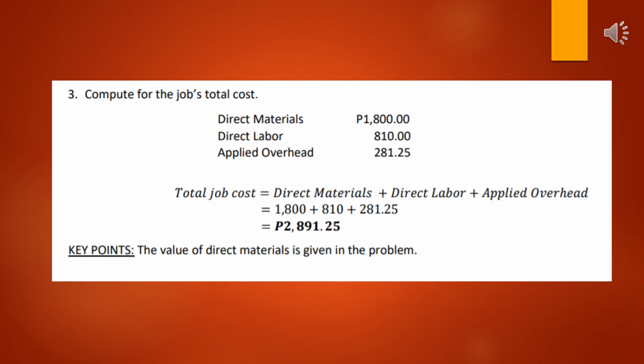So, there you have it. That's the process of job costing. Our goal in job costing is only to quantify the total cost per job. In here, the total cost per job is 2,891, which we got through a step-by-step process of getting the direct labor, applied overhead, and direct materials. So that's the unit and job costing concept. I hope you understand this topic for you to answer your activity.